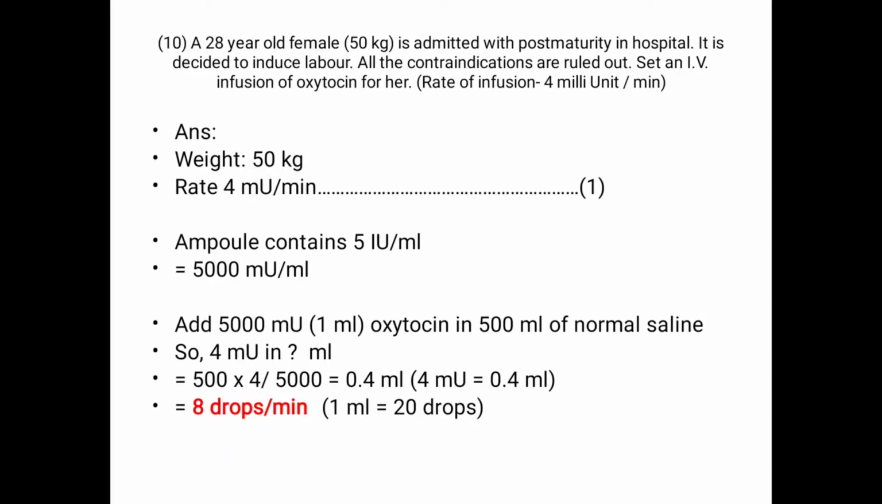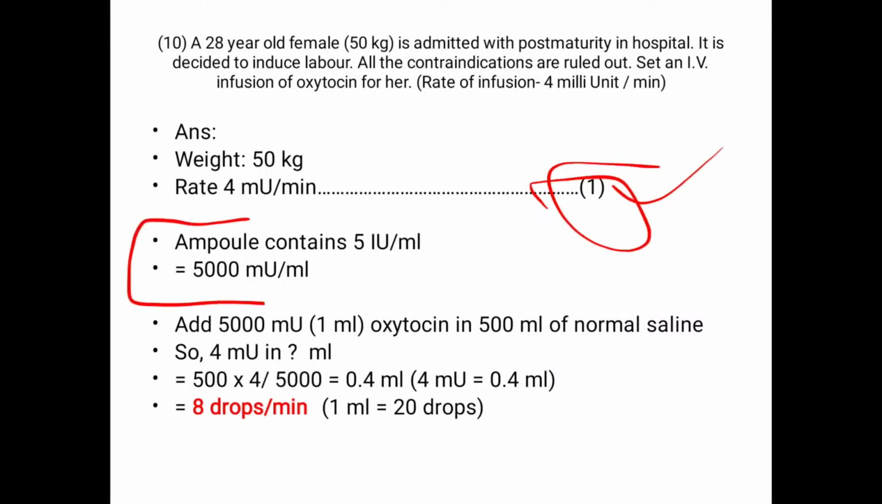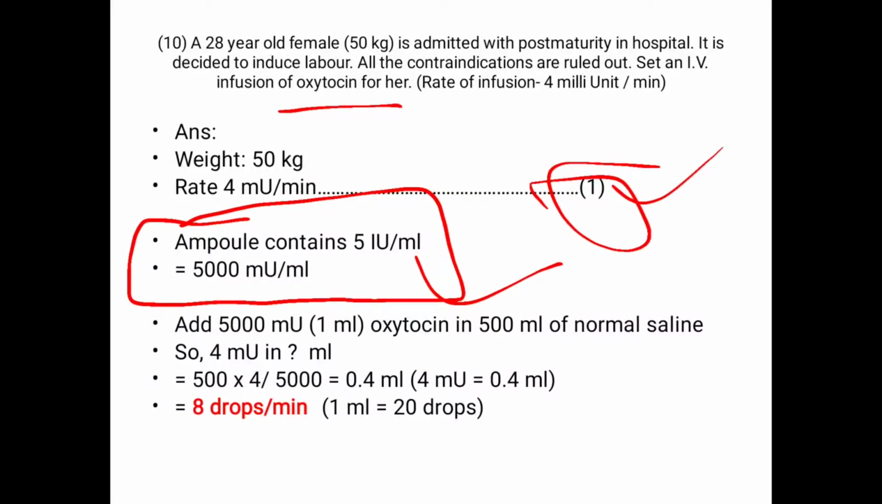The weight of the lady is 50 kg. The rate of infusion is given, that is 4 milli-unit per ml, that is our equation 1. After making that, there will be a value given on the oxytocin ampule, that is, the ampule contains 5 IU per ml, which is equal to 5000 milli-unit per ml. This will be given on the ampule.